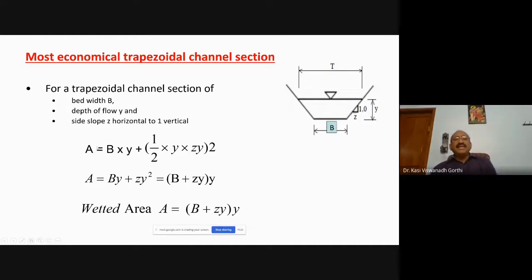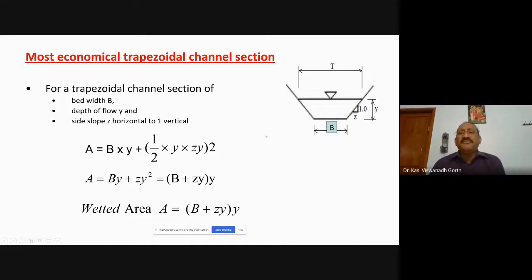What is the wetted area A? Wetted area A is the cross-sectional area of the flow section. So you have the rectangular portion plus triangular portion on either side, with a base of ZY and a height of Y. And what is the rectangular portion area? Bed width B, depth of flow Y. So B into Y is the rectangular portion cross-sectional area.